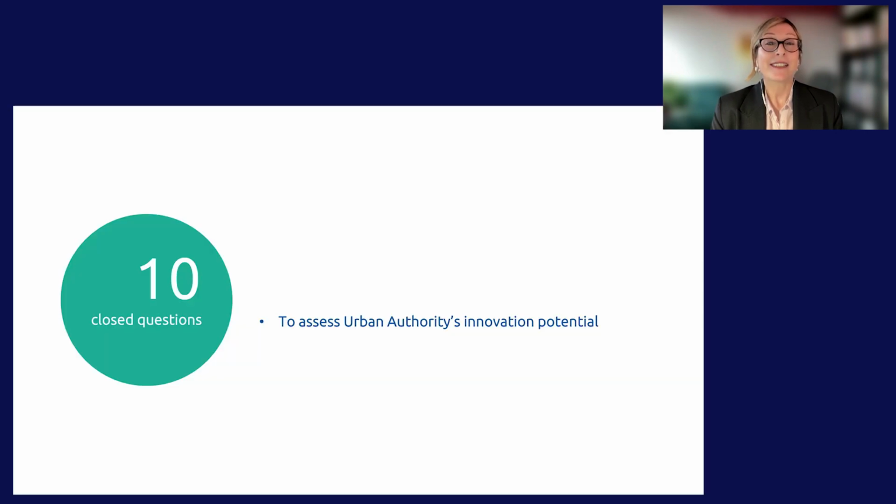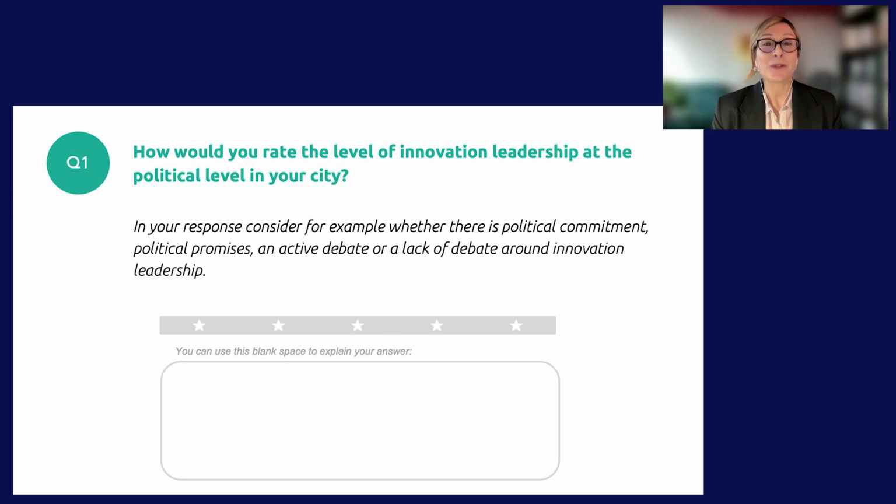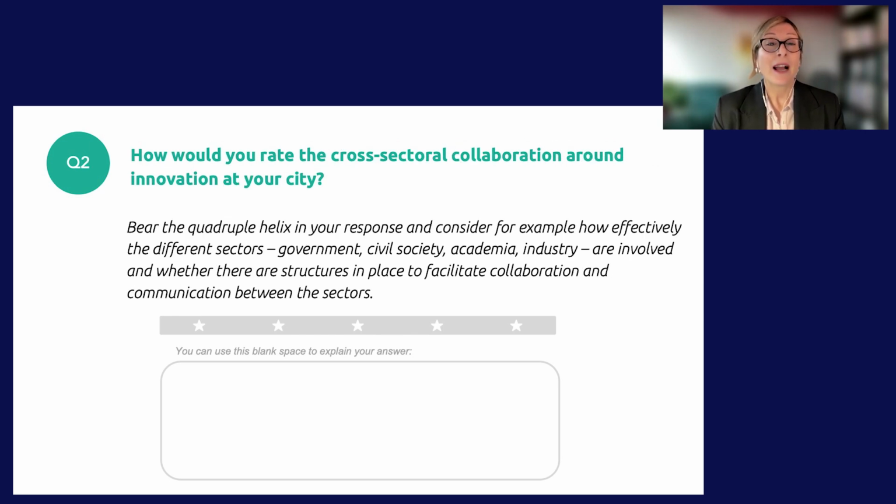Part 2 consists of 10 closed questions to help you assess the innovation potential at the urban authority level. The first question asks you to rate the level of innovation leadership at the political level in your city. Here you can consider factors such as political commitment, political promises, active debate or lack of debate at all on innovation leadership. Question 2 asks you to rate cross-sectoral collaboration on innovation in your city.